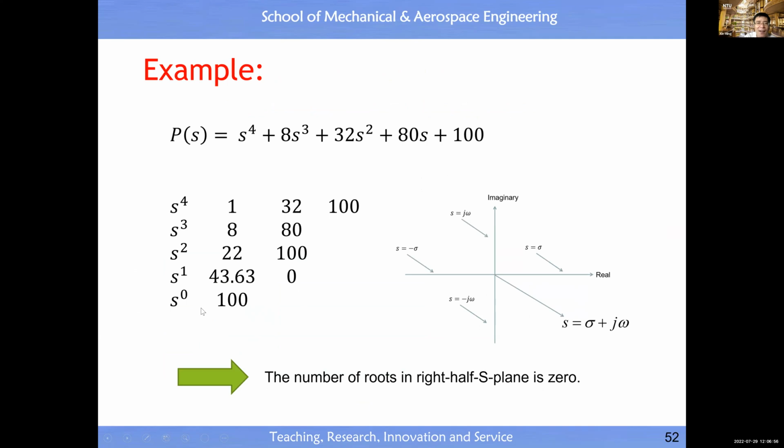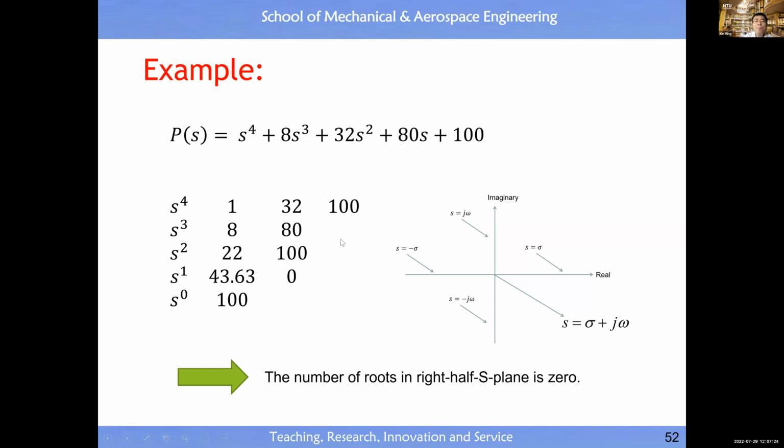Then we form a matrix of 5 rows: row S4, S3, S2, S1, S0. All right. Then fill up the first two rows with these coefficients in a zigzag way: 1, 32, 80, 100. Then you apply the previous formula to calculate all the values in the remaining elements. And the empty location means 0, you do not need to write the 0s.